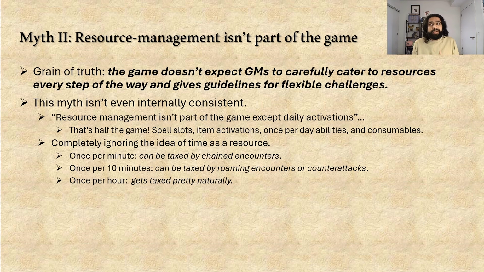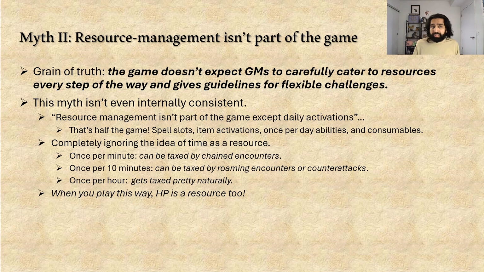And again, you just have to ignore that this can happen to make the claim that resource management isn't part of the game. And when you do account for this factor, HP becomes a resource too, because HP comes back usually in 10-minute increments. So if you can tax 10-minute activation abilities, you're now naturally taxing HP. And this is a pretty crucial part of making sure there's an ebb and flow between martial and caster performance.